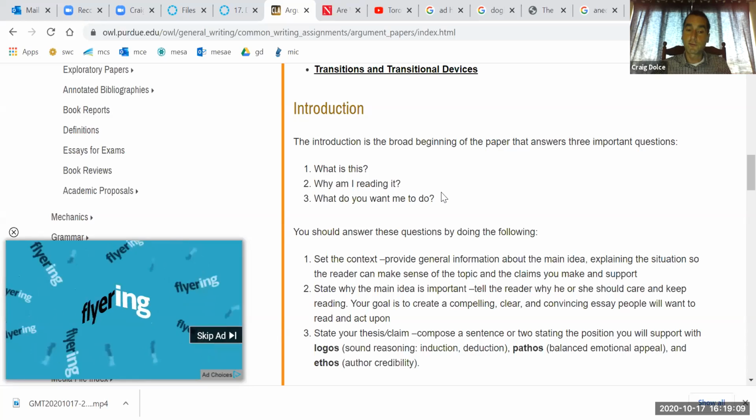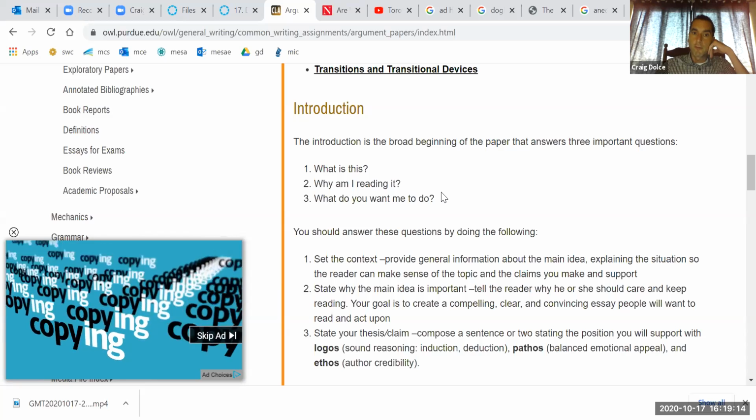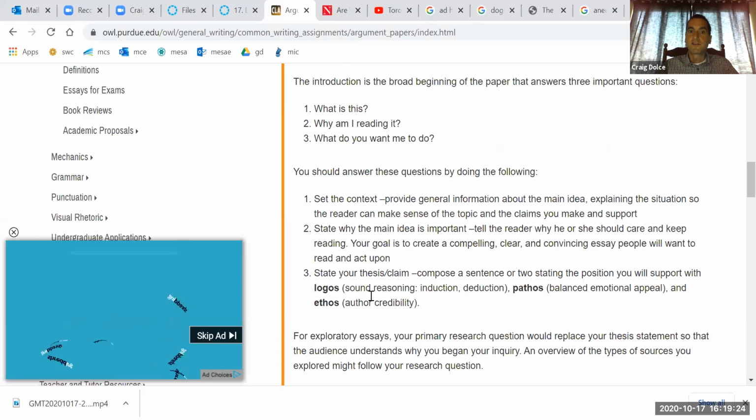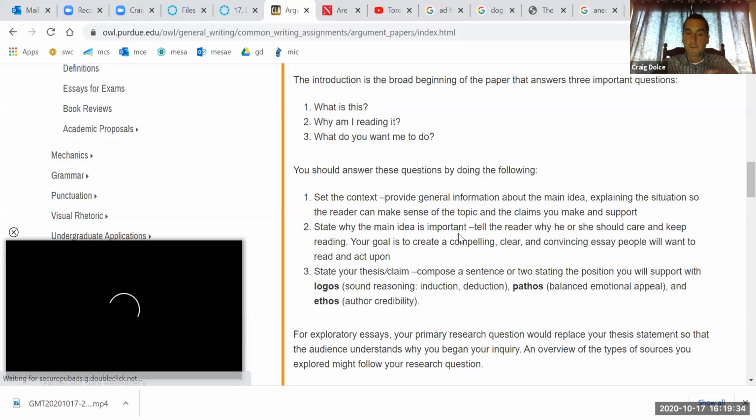Remember, I mentioned those 6 questions as you're generating ideas. 3 of them, Purdue OWL mentions. You should answer these questions by doing the following: set the context, background information, and support, explaining the situation. State why the main idea is important, right? Again, what is specifically the focus of your stereotyping, or the stereotypes you're going to examine? How do they relate to identity, right? And how are you going to create a compelling, clear, and convincing essay that people will want to read?